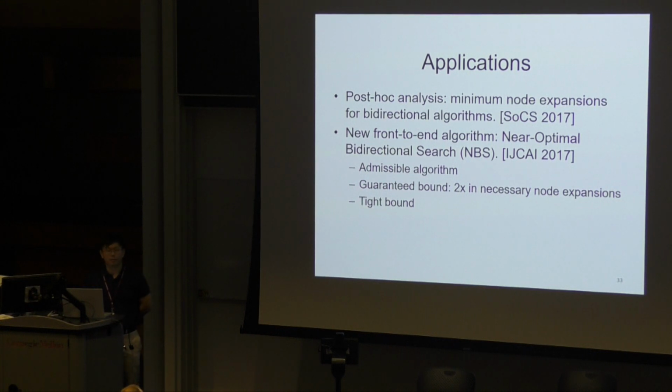One last question. Just a clarification, you said this guarantee is no more than 2 times worse than any other algorithm, including unidirectional search? Yeah, including A star.